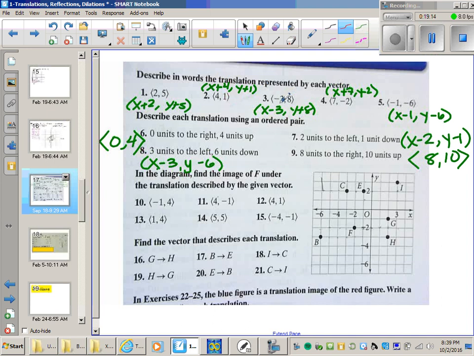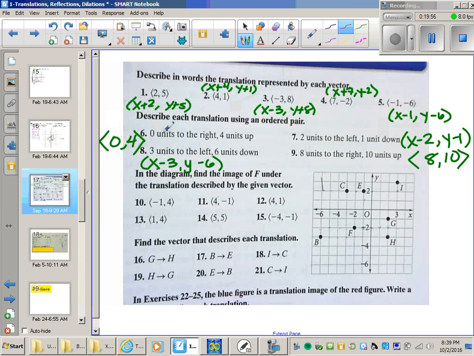Here you have a negative 3 first, so the x values are decreasing by 3. So you're going to the left 3 and up 8. And then for number 4, you're going to the right 7 and down 2, because your x values are increasing by 7 and your y values are decreasing by 2, so you're going down. For number 5, the x values are decreasing by 1, so you're going to the left 1 on the x-axis, and then you're moving down 6. So your y values are decreasing by 6.